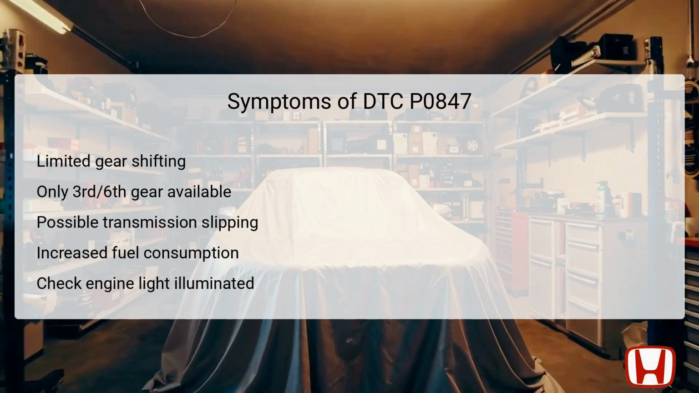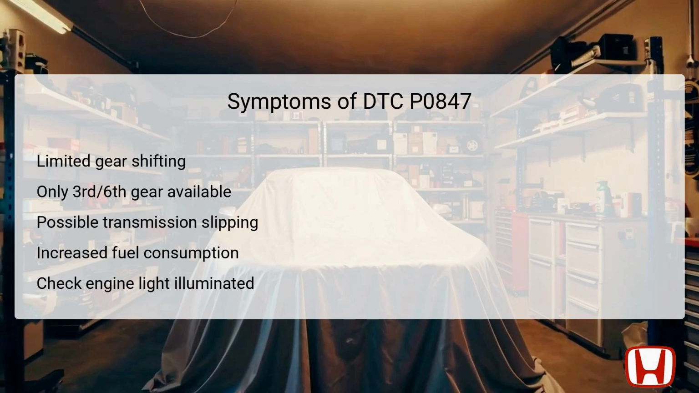When DTC P0847 is triggered, drivers may notice several distinct symptoms impacting the vehicle's performance. The most noticeable is the limitation in gear shifting. The transmission will only engage in third or sixth gear, severely restricting the vehicle's ability to accelerate efficiently. This limitation often leads to a lack of responsiveness and may feel like the transmission is slipping, especially under load. Additionally, there might be an increase in fuel consumption, as the engine will operate outside optimal RPM ranges more frequently when limited to fewer gears.